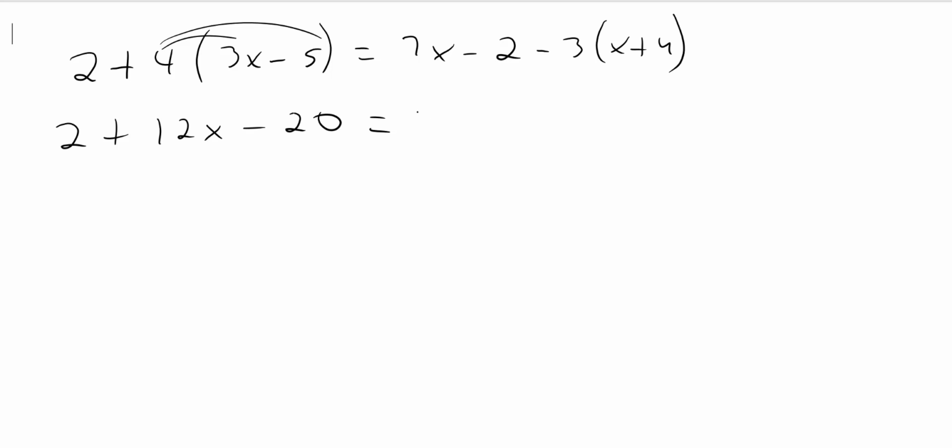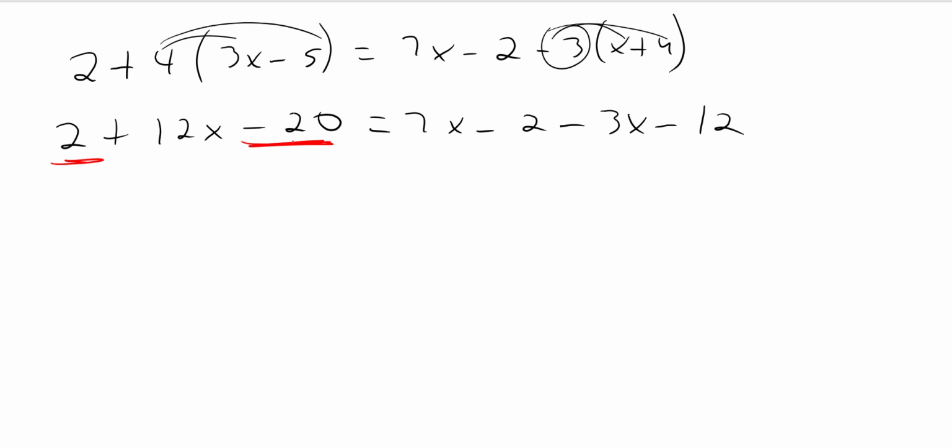Okay, equals 7x minus 2 minus, and really you're distributing this negative 3 to both those terms, so negative 3x and negative 12. Okay, so you got rid of all your parentheses. Now let's combine like terms. For the left side, you're going to combine the 2 and the negative 20. That's the only thing that's like on that side.